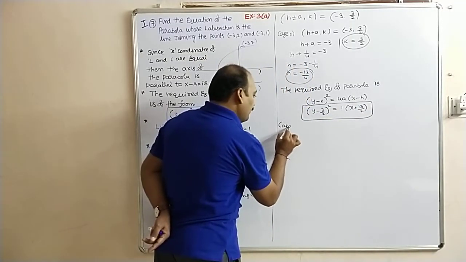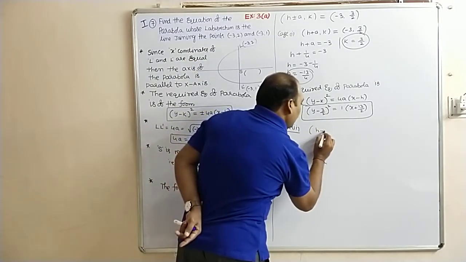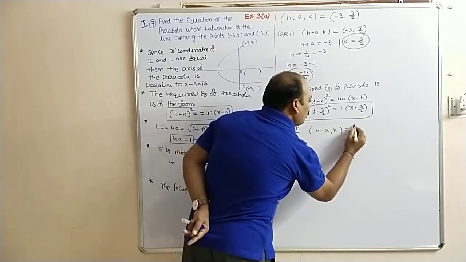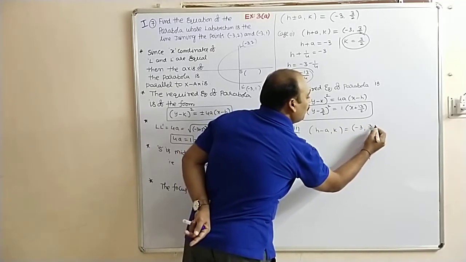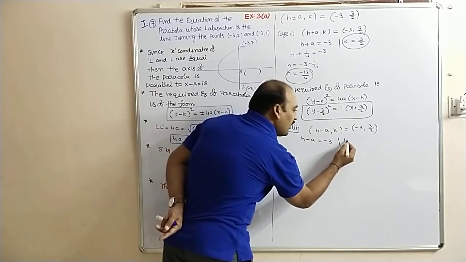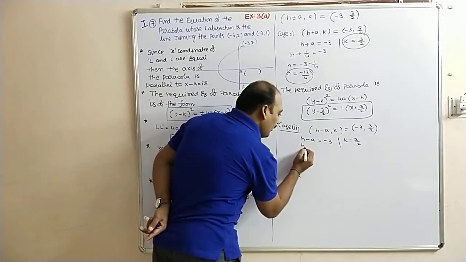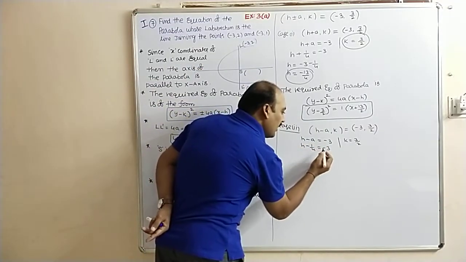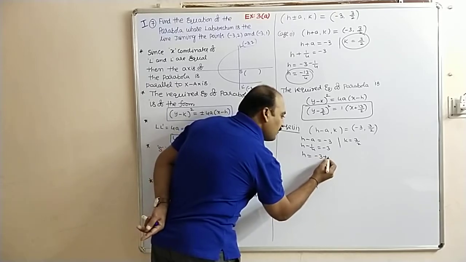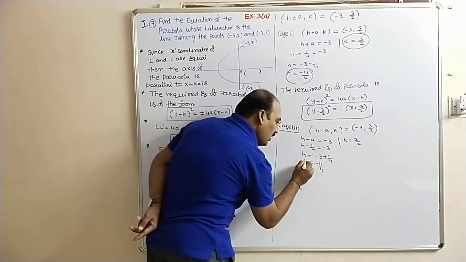In case 2, (h minus a, k) equal to (minus 3, 3 by 2). So h minus a equal to minus 3 and k equal to 3 by 2. There is no change in the k. So a value here 1 by 4. H minus 1 by 4 equal to minus 3. H is equal to minus 3 plus 1 by 4. Minus 12 plus 1 is 11. Minus 11 by 4, h value.